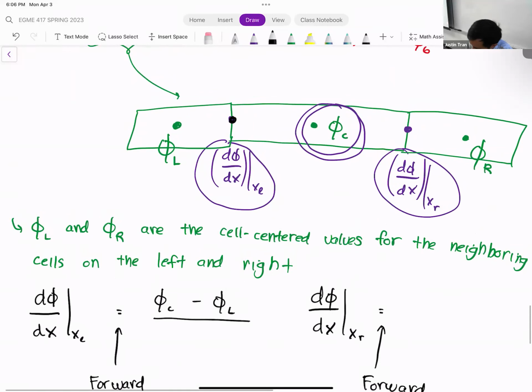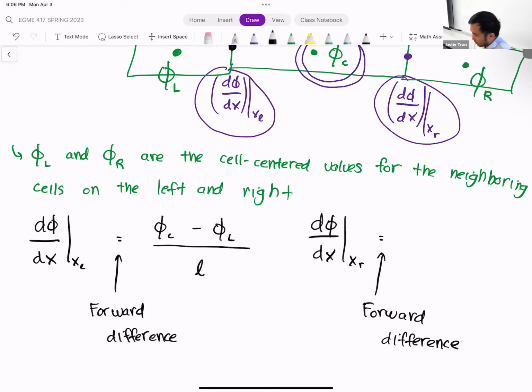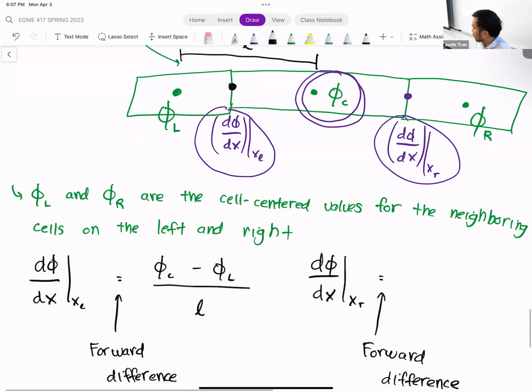For now, we're going to assume that we have a uniform grid, so all of our cells are evenly spaced. The distance in between them is just going to be L, in other words, the length of the cell. So there is one cell length in between phi sub c and phi sub big L. And we have the same thing on the right: phi sub big R minus phi sub c, all divided by L.